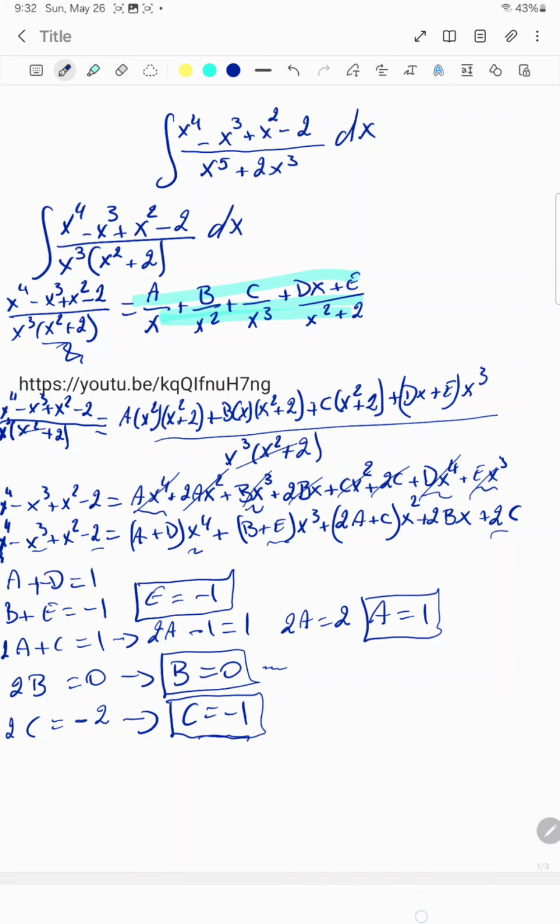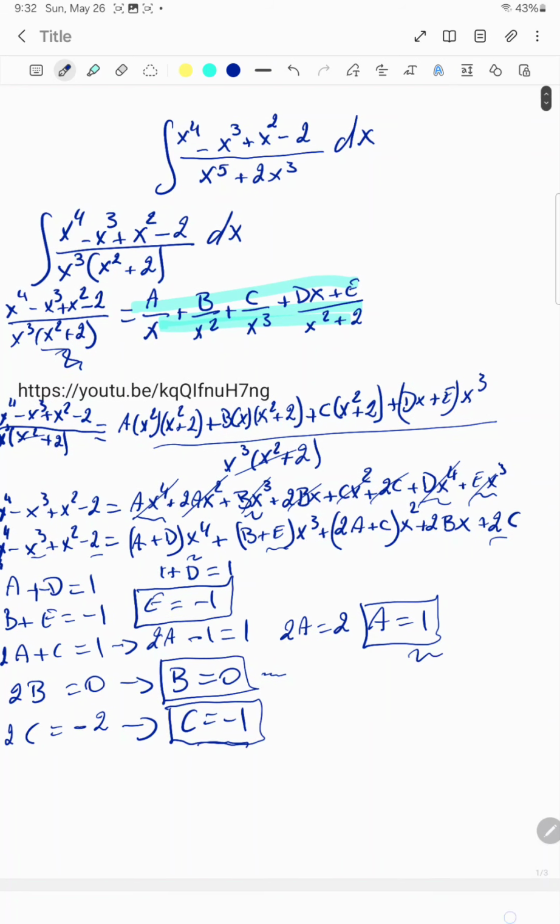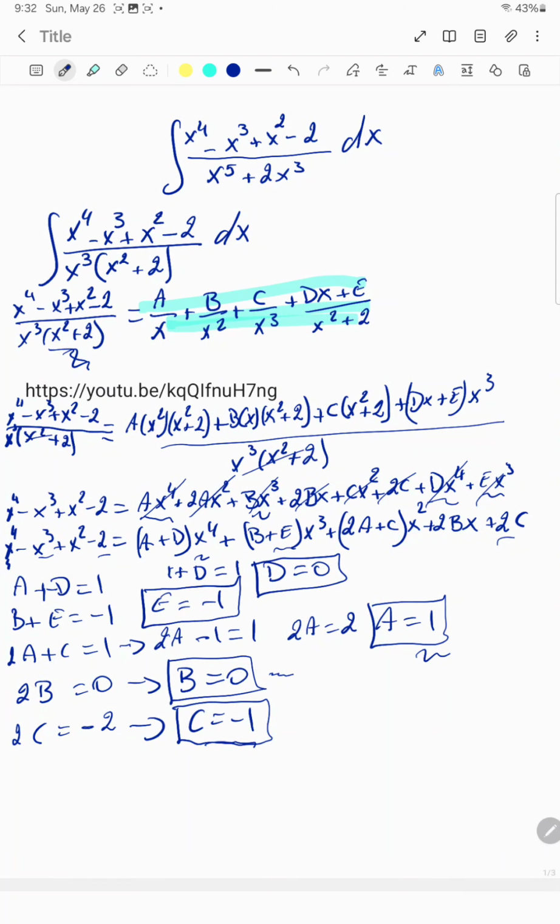And I have a plus d is equal to 1, but I know that a is equal to 1. So 1 plus d is equal to 1, so that means my d is equal to 0. Perfect. And now let's replace my a, b, c, d, e with their values in that equation that I wrote here.